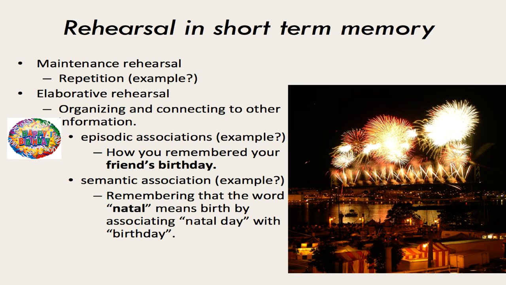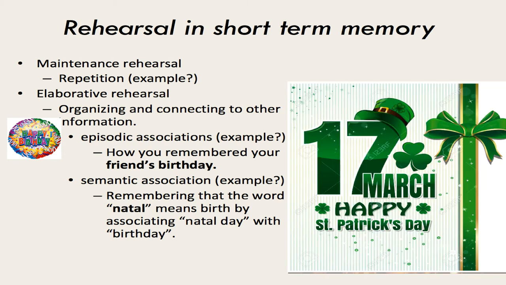An example in your textbook is how you might remember your friend's birthday. An episodic association means that you were there at your friend's birthday, and maybe a lot of people were wearing green because it turns out that your friend's birthday was on March 17th. From now on, you will always remember what day your friend's birthday is because you remember being at the party and everybody was wearing green. So that would be an example of an episodic association.